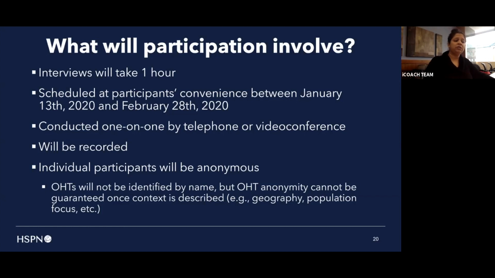They will be recorded. Individual participants will remain anonymous. Now, of course, OHTs, while we will not be identifying them by name, we cannot really guarantee OHT anonymity once we describe context, right? So, target population, geography, and so on. So people in the know might know, but we'll do our very best to preserve anonymity as much as possible.